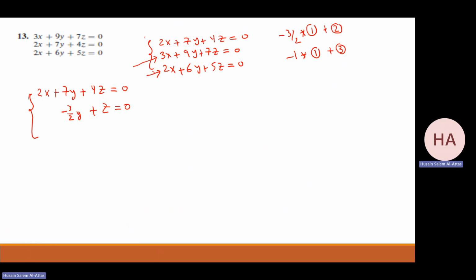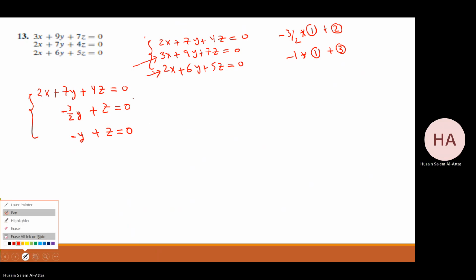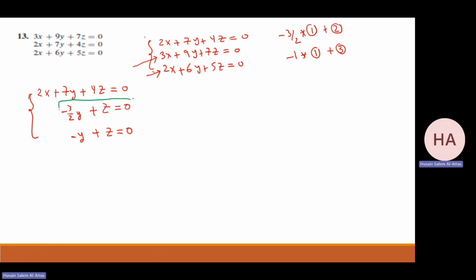Good. Now multiply by minus 1 and add, that will be 0. Minus 1 and add, that will be minus y. Minus 1 and add, that will be plus z equals 0. Okay. So from here, now I can do these two equations. You can do it the way you like. I can do these two equations by getting rid of z.